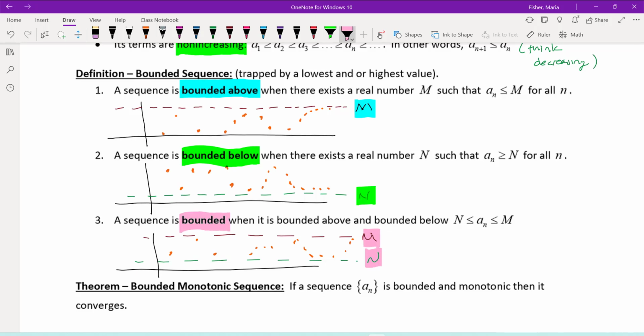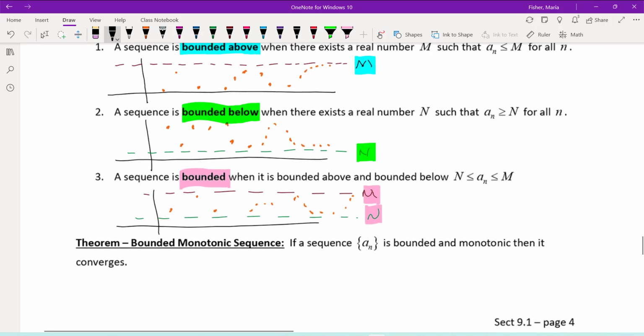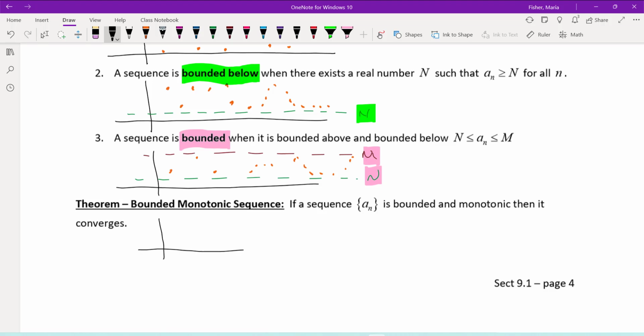Now, any sequence that is both monotonic and bounded will converge. Because if you think about it, if you have a sequence that is always increasing and it's bounded above, then it's got to be converging towards a number. Or if you have a sequence that is always decreasing and it's bounded below, then the sequence will converge. Any sequence, again, that is bounded and monotonic will converge.